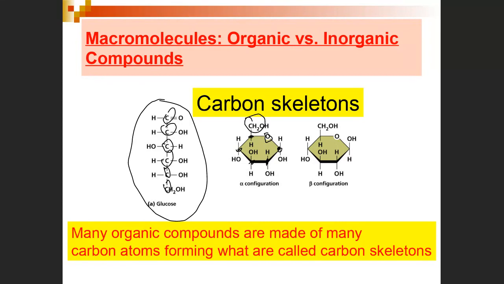So within the ring, the carbons are not written. Instead, it is assumed that every corner has a carbon. And if it doesn't have a carbon, it will tell you what it has. An oxygen, sometimes it's a nitrogen, so you'll have an N there. But if there isn't a letter, the corner is a carbon.